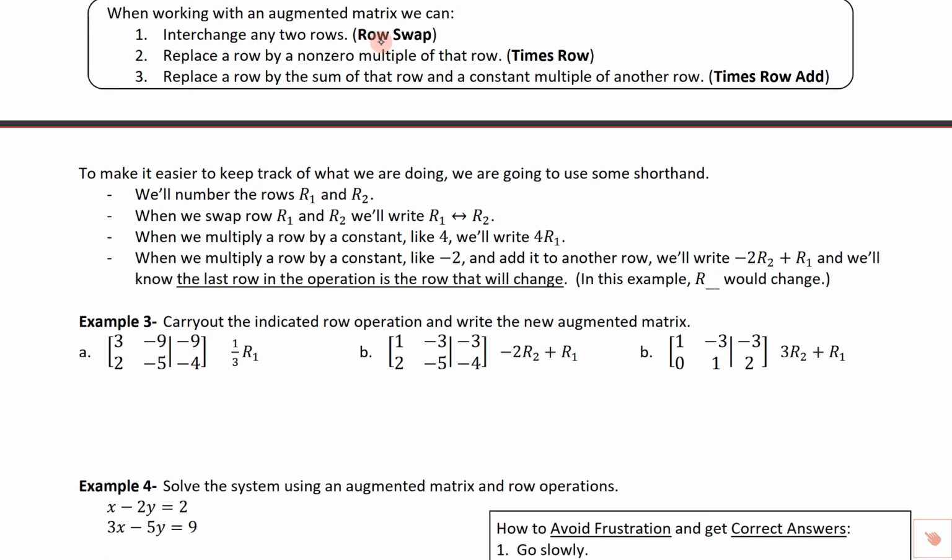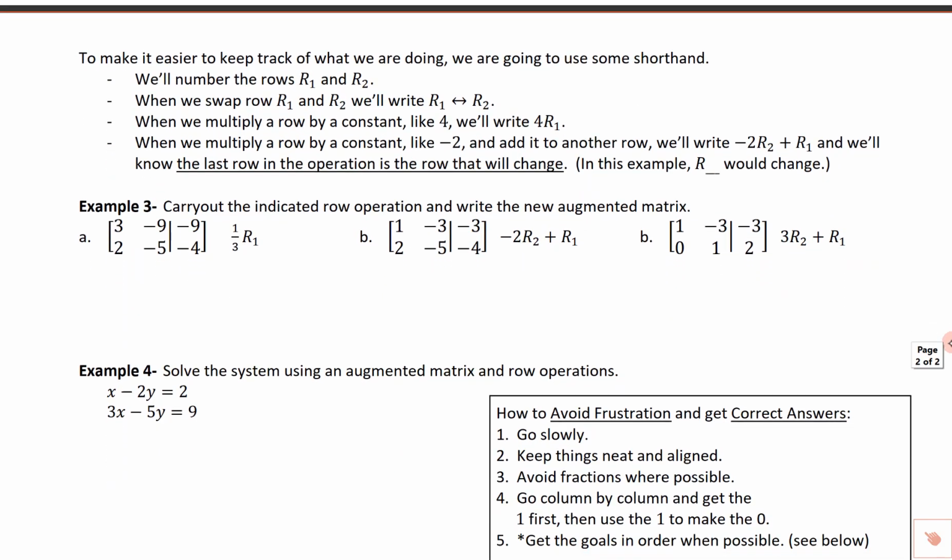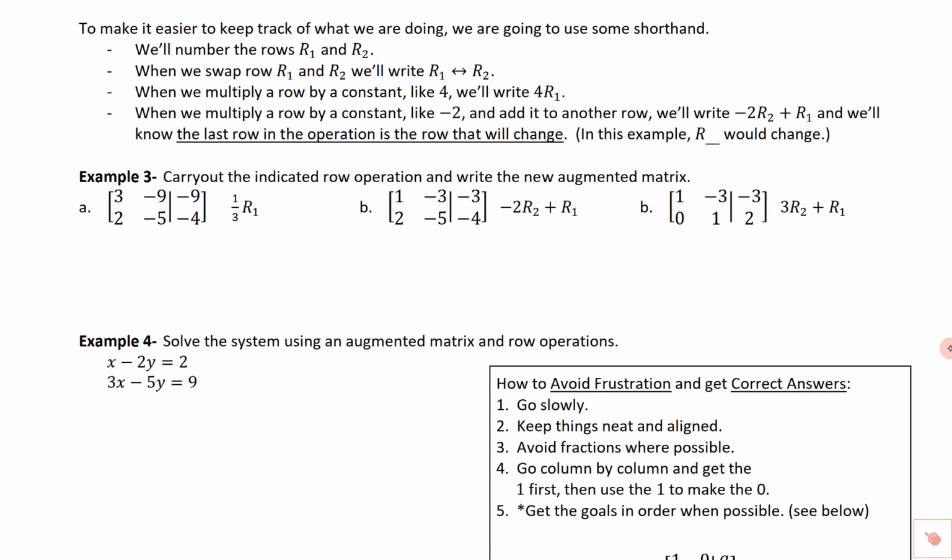Again, we've got these three things that we can do, these three row operations. We can swap rows, we can multiply a row by something, and we can times a row and add it to another row. Now, to make this easier, we want to keep track of what we're doing by using some shorthand. So the shorthand looks like this. We're going to number the rows R1 and R2. That's going to represent the first row and the second row. If we swap rows, we're just going to do a double arrow. So if I write R1 and R2, that means we're going to switch those rows.